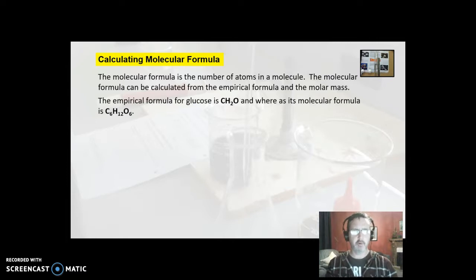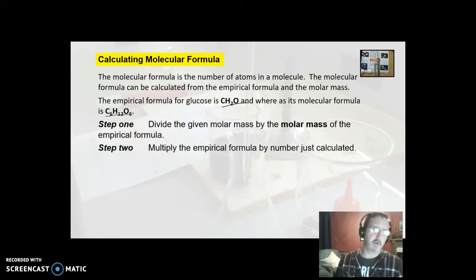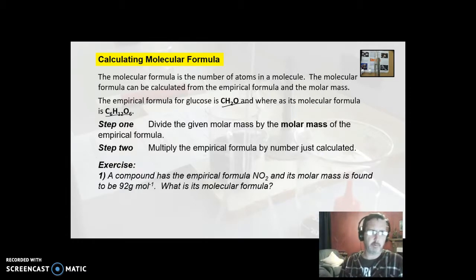So for example, here for glucose, the empirical formula is CH2O, but the actual molecular formula is 6 times bigger, C6H12O6. So there are two steps when we solve this problem, and I'll go through and demonstrate how we do these two steps in the following problem.